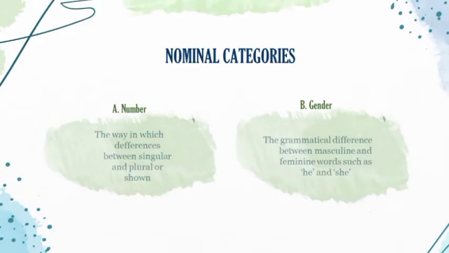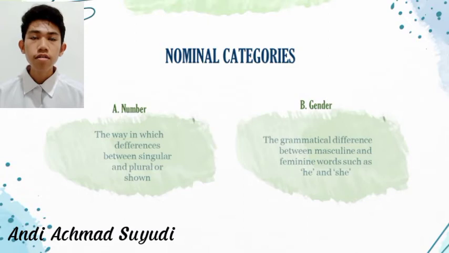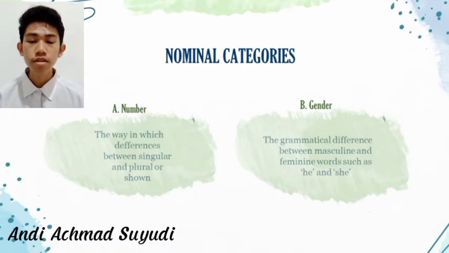The fourth material will be explained by Andi Ahmad Syuyudi. Inflectional categories. 1. Nominal categories. A. Number. The way in which differences between singular and plural are shown. A grammatical distinction which determines whether nouns, verbs, adjectives, etc. in a language are singular or plural.